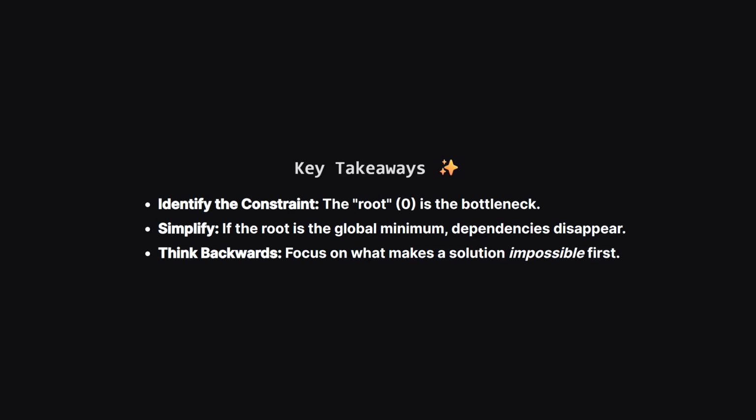So let's wrap it up. The key to this problem wasn't trying to simulate complex permutations. It was identifying the constraint. Everything depends on the root. Once we realized that if the root is the smallest value, it can unlock everyone else immediately, the problem collapsed into a simple factorial calculation. Sometimes, thinking about what makes a solution impossible is faster than trying to find all the ways it is possible.